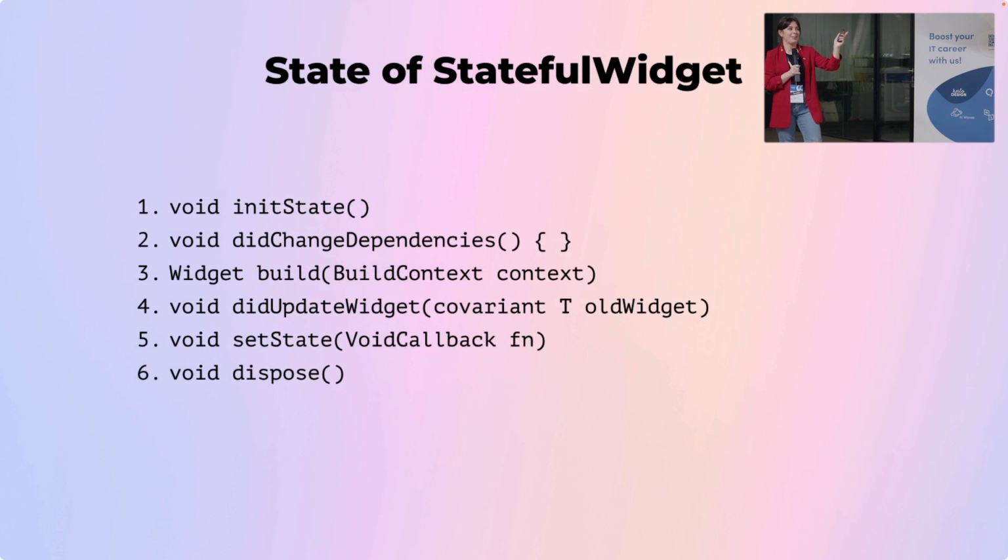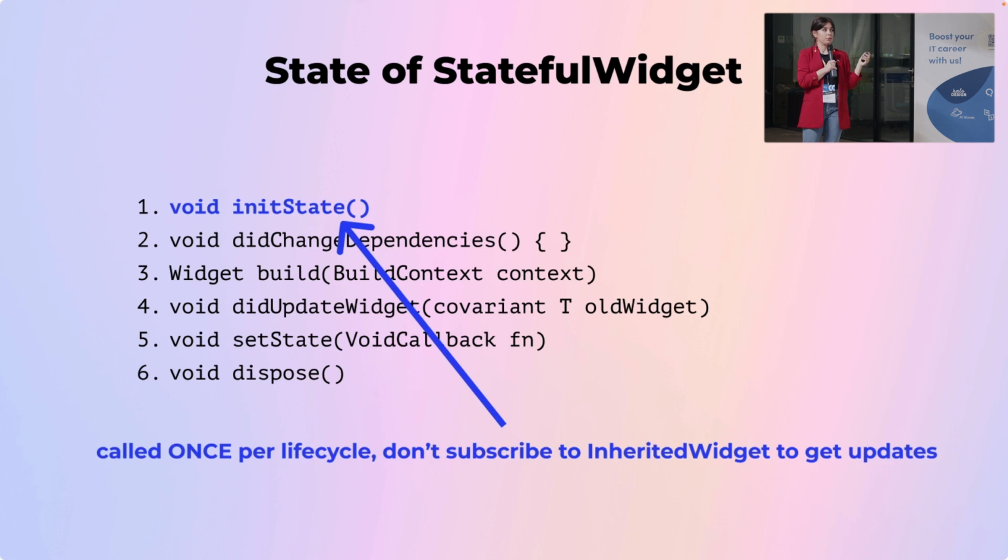Let's take a look now at the lifecycle of the state, because it is really important in terms of using BuildContext. The first time that your stateful widget gets created, the framework calls the initState method. This is called only once per lifecycle. And if you access a widget, for example MediaQuery or Theme, so any widgets that can get updated at some point, here to calculate some properties, then you won't get the updates later on.